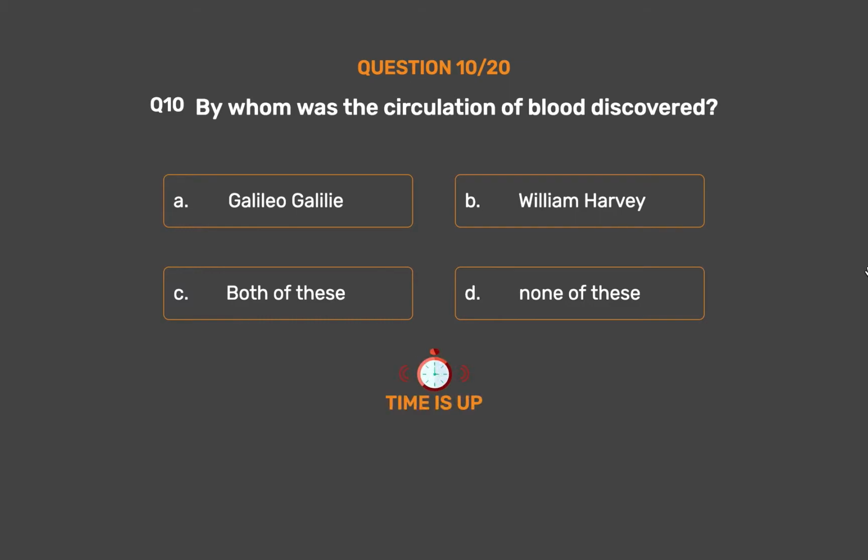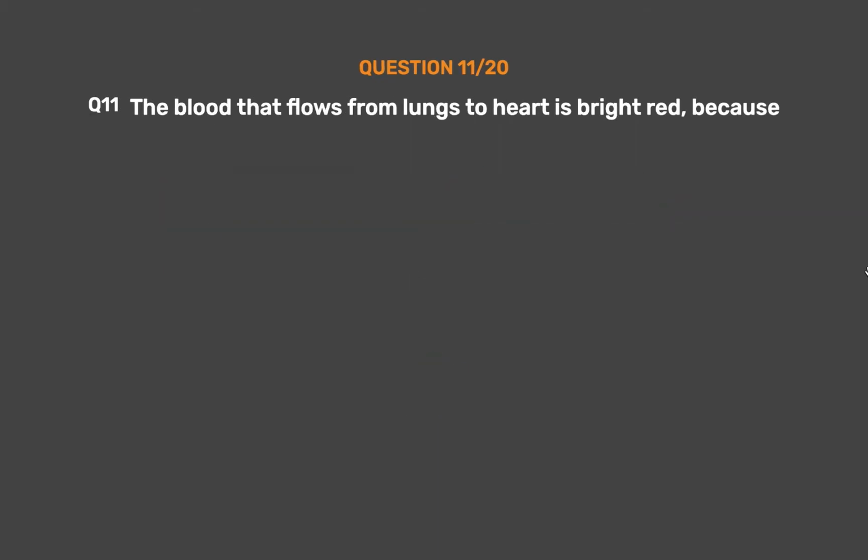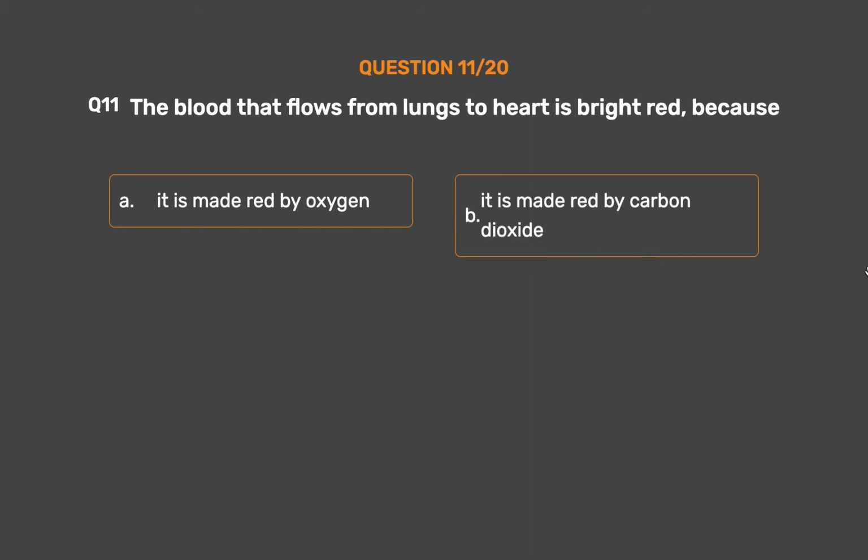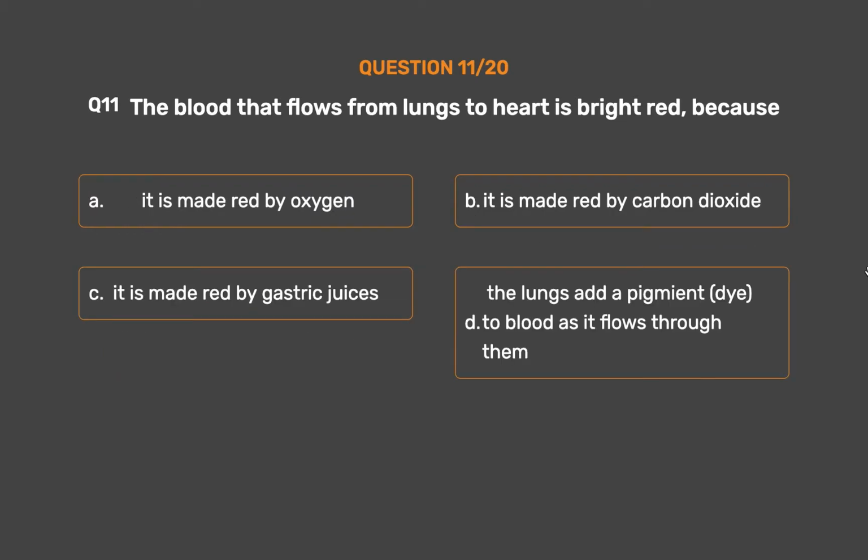The correct answer is option B. William Harvey. Question number 11. The blood that flows from lungs to heart is bright red because option A. It is made red by oxygen. Option B. It is made red by carbon dioxide. Option C. It is made red by gastric juices. Option D. The lungs add a pigment, dye, to blood as it flows through them.